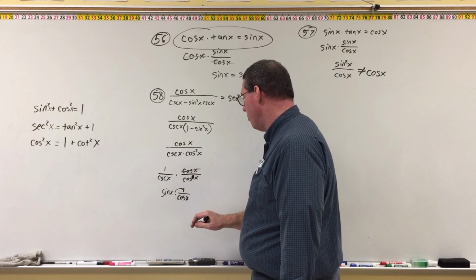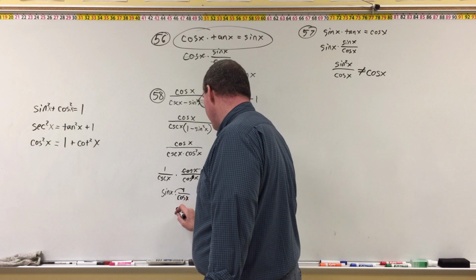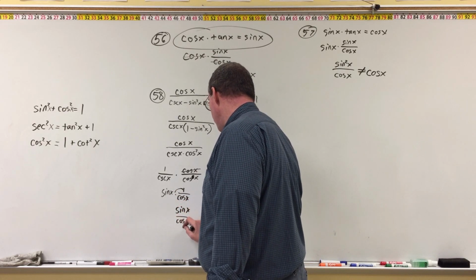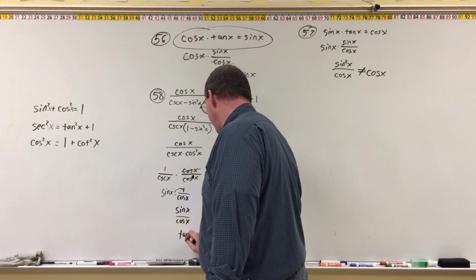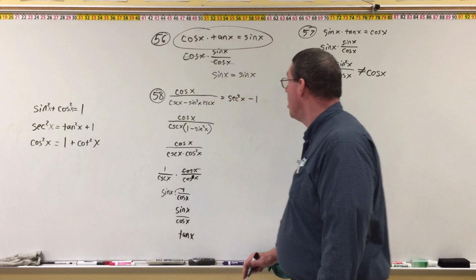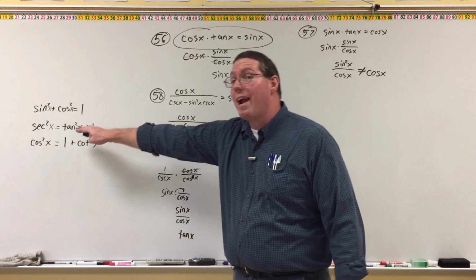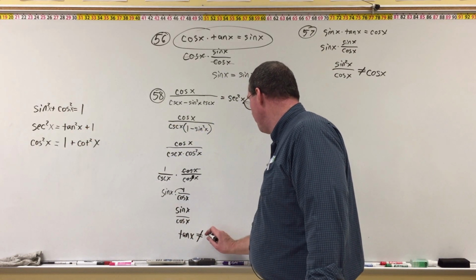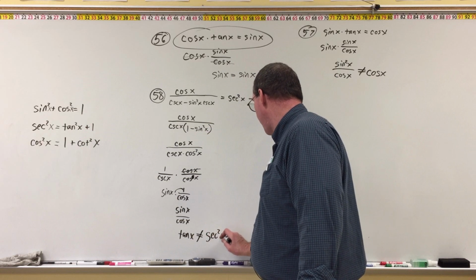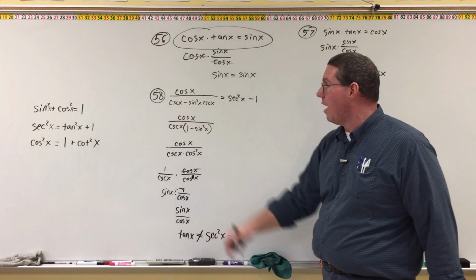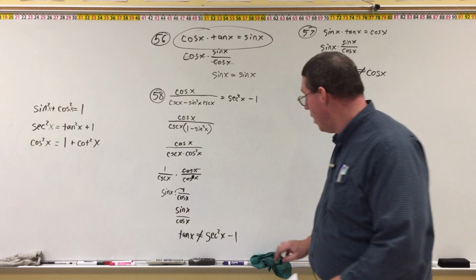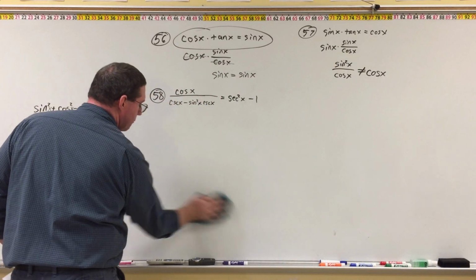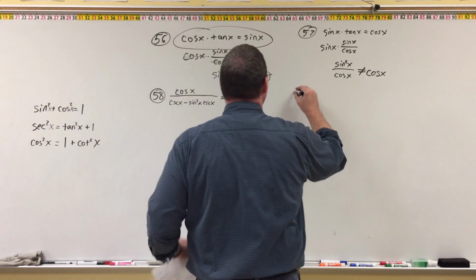The sine of x is going to go into the numerator, and I'm going to have sine of x over cosine of x, which is the same thing as tangent of x, but guess what it's not? It is not tangent squared of x, and therefore it is not equal to secant squared of x minus 1. Therefore, 58 is false, not circled. Okay? All right. Let's now try number 59.